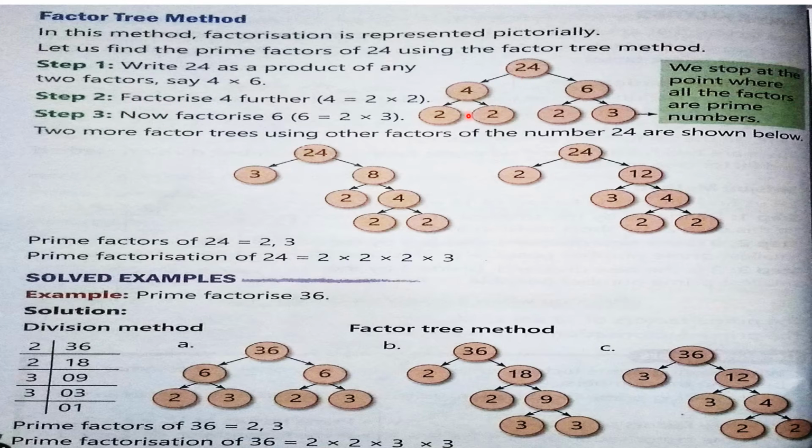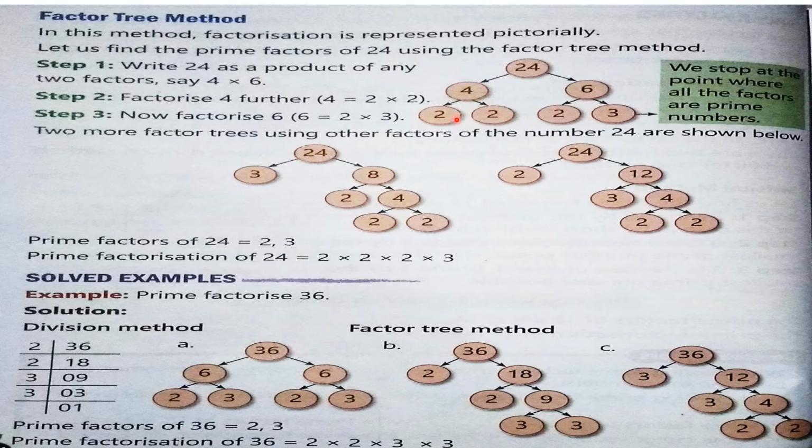So suppose here 24. Now you choose any two numbers whose product is 24. Here it is 4 into 6 is 24. Now we will choose any two numbers whose product is 4. So 2 into 2 is 4, and here 2 into 3 is 6. Now these numbers, as you can see, are the prime factorization of the number, and the prime numbers are 2 and 3.